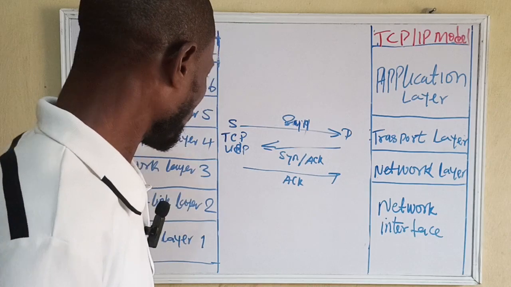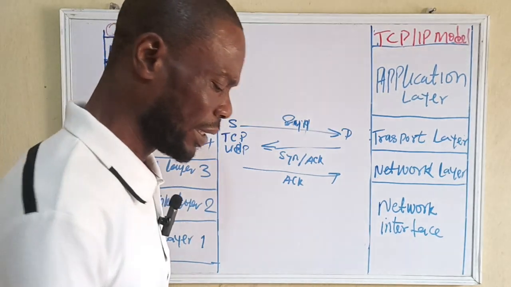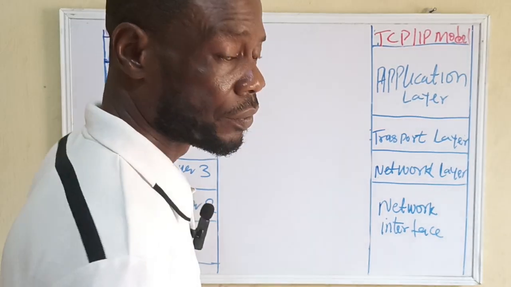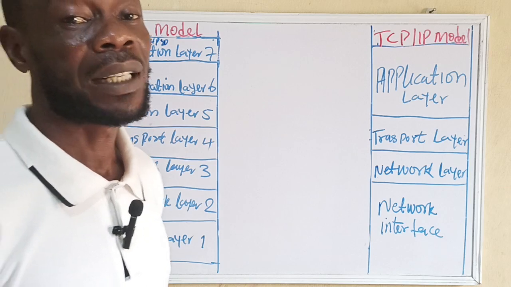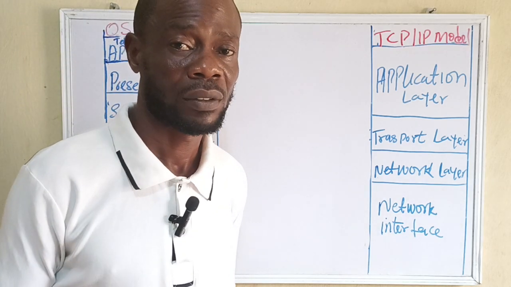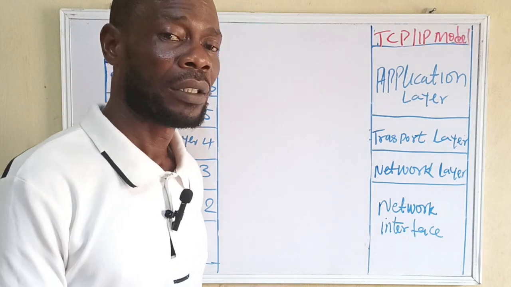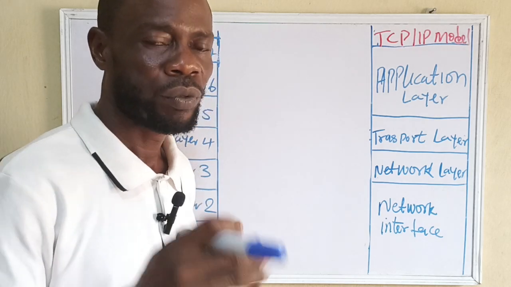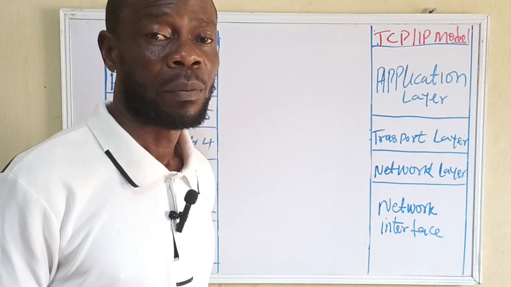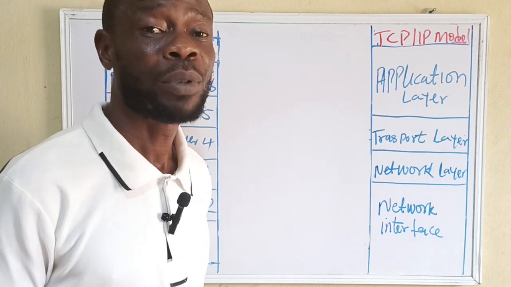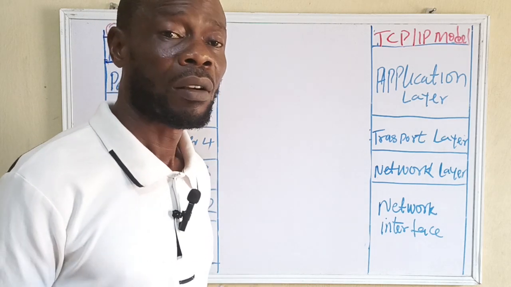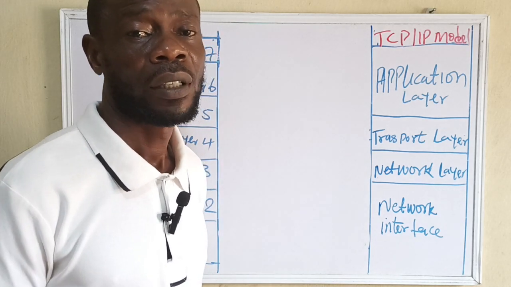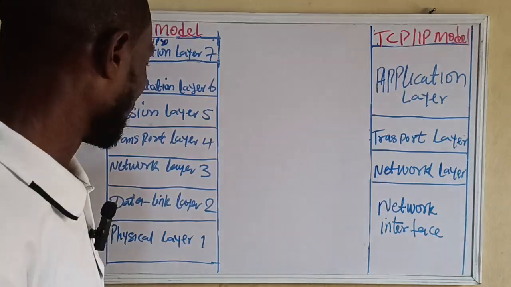Okay, so layer three is where routing happens. It ensures movement of data from source computer to destination computer. It routes data by looking for the best path to deliver it, by adding an IP header. Internet protocol IP addresses run at the network layer. Routers run at the network layer. So that is the network layer.